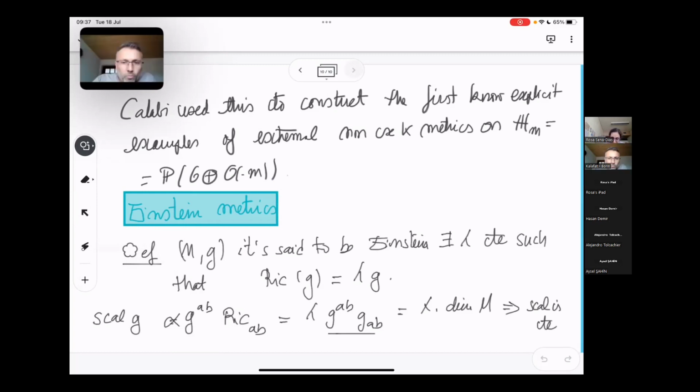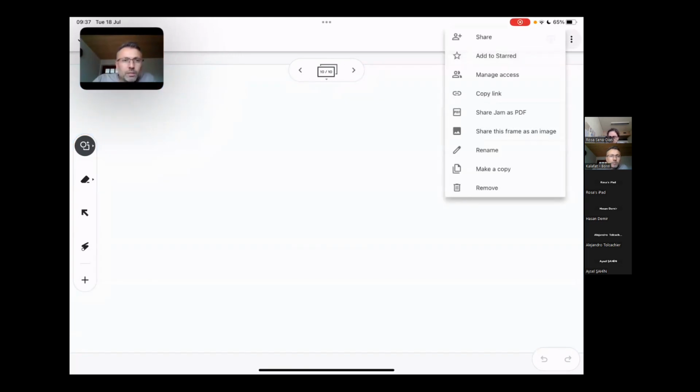First thing. Okay. May I ask something? Yes, of course. Can you make a Page metric out of the Calabi ansatz? Yes, you can. And it's exactly the kind of metrics which you can make with what I want to say.